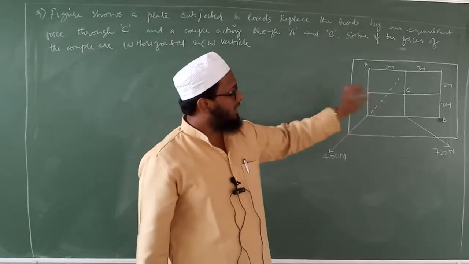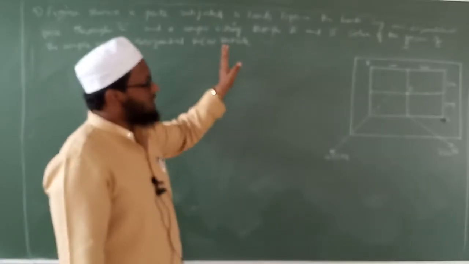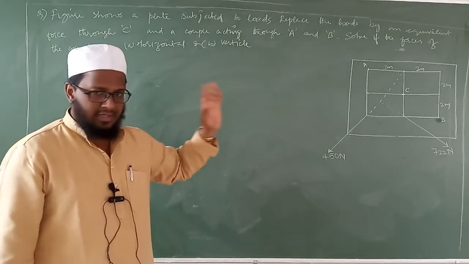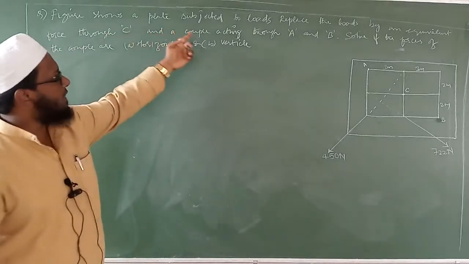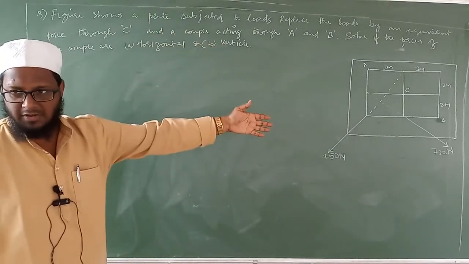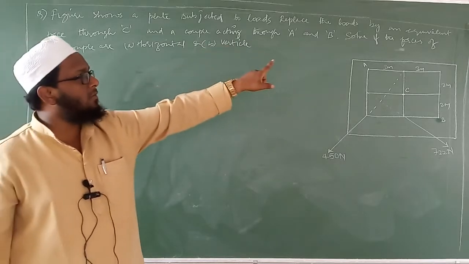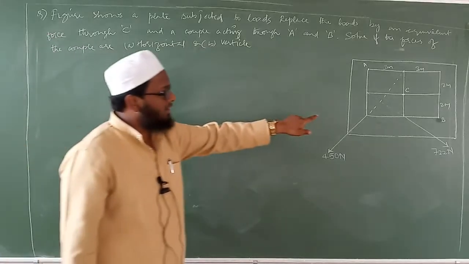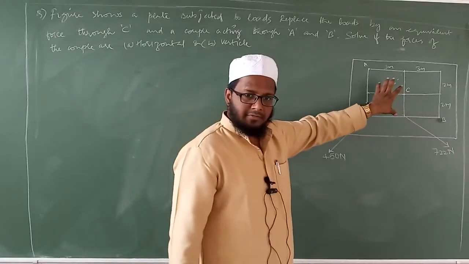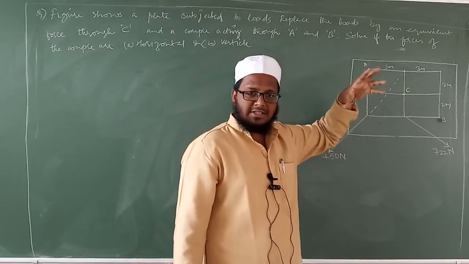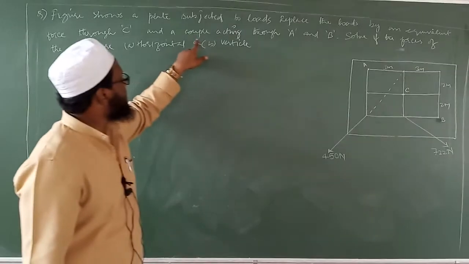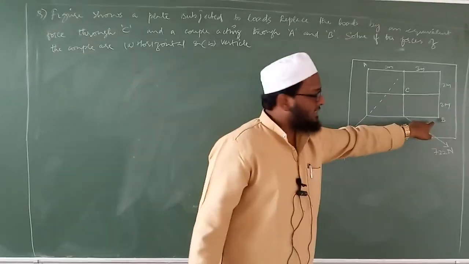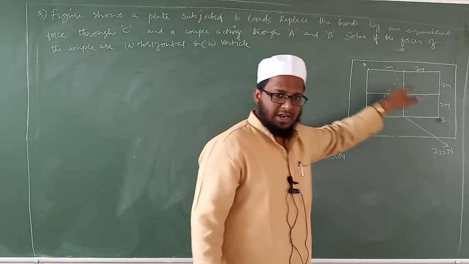See here, in this problem they are asking us to calculate the couple. How to calculate that, one by one we'll see. The very first step: see the question, figure shows a plate subjected to loads. There are two loads acting on that particular plate. Replace that load by an equivalent load passing through point C. That means we have to calculate the moment at this point. In the question itself they are asking us to replace the force through point C and a couple acting through A and B. That means at A and B, there is a couple.